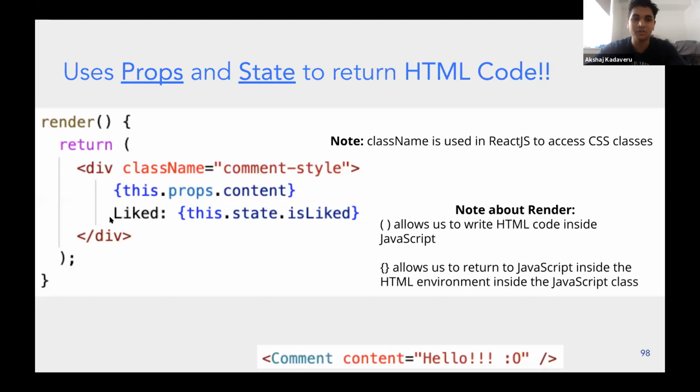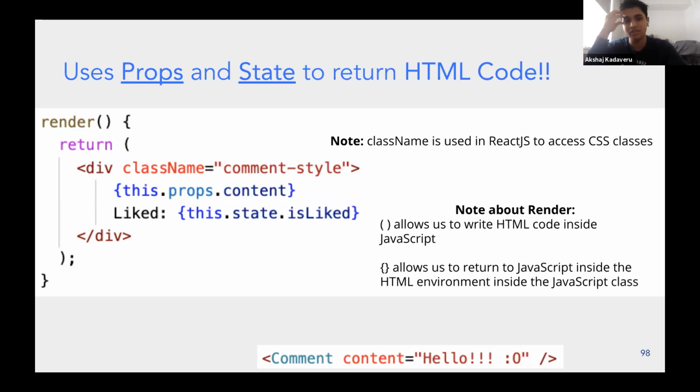And then if we want to display whether it's liked or not, we can just do the word liked, colon, and then this little bracket right here. This is how we access state: this.state dot the name of the parameter of the state. And this will be either true or false, depending on whether we initialize it to true or false. So that's how you write a React component. You just have the constructor and the render.